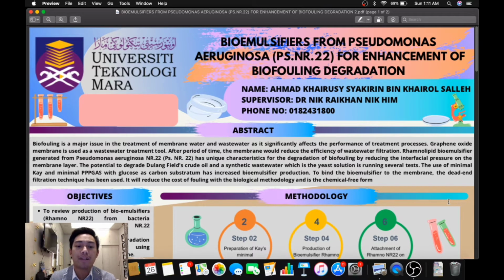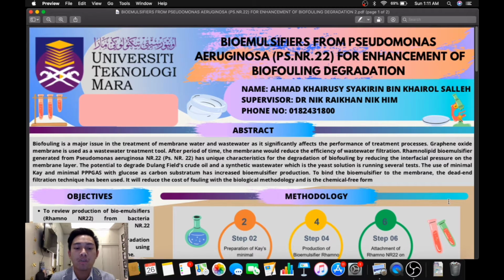Graphene oxide membrane is used as a wastewater treatment tool. After a period of time, the membrane would reduce the efficiency of wastewater filtration. Rhamnolipid bioemulsifier generated from Pseudomonas aeruginosa NR22 has a unique characteristic for the degradation of biofouling by reducing the interfacial pressure on the membrane layer.